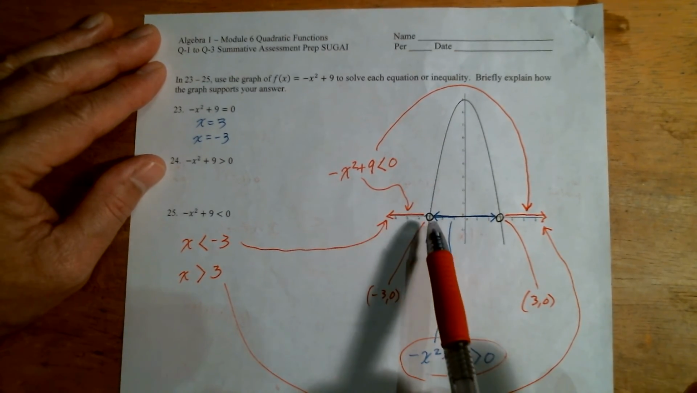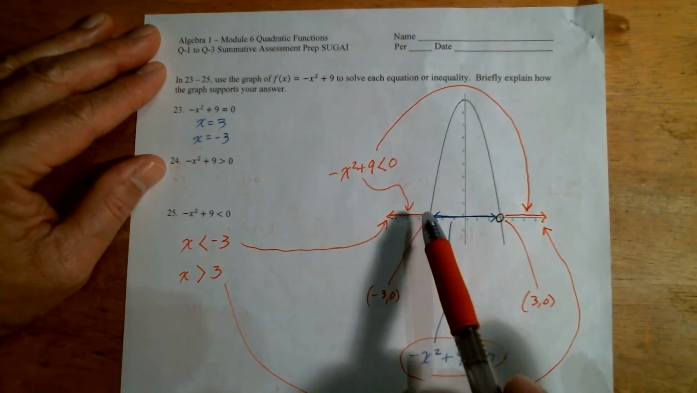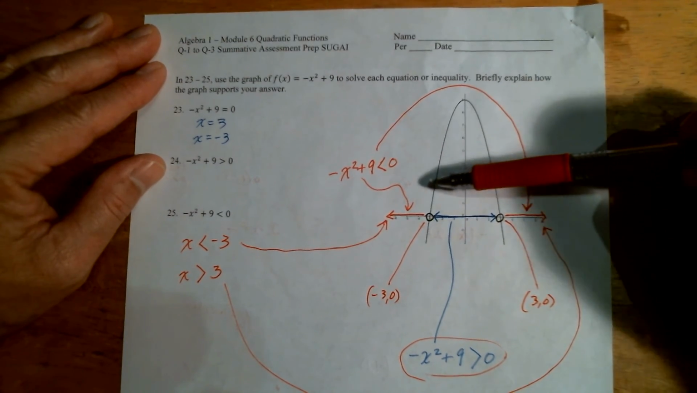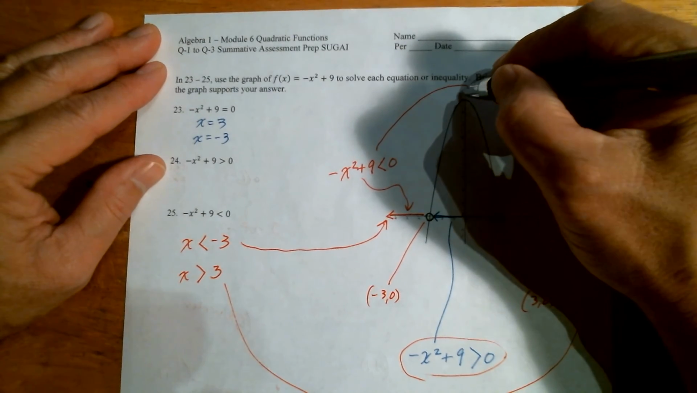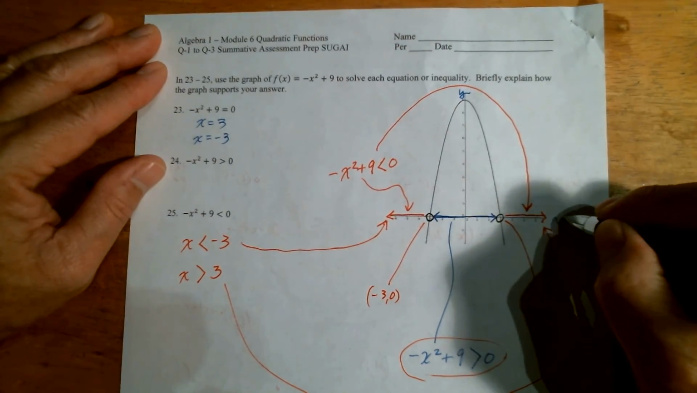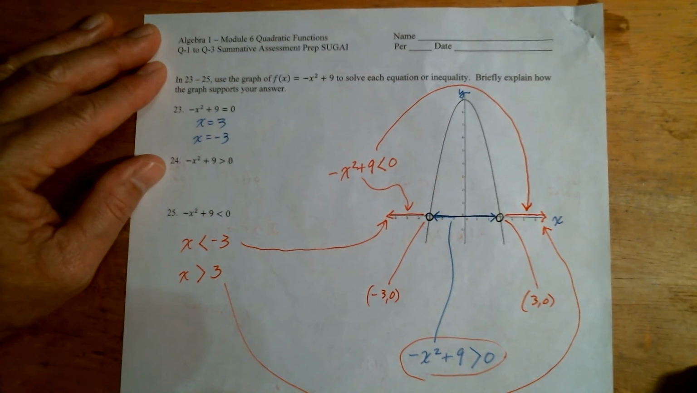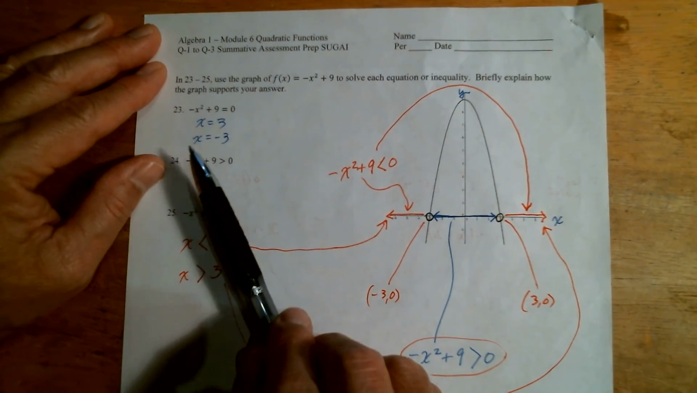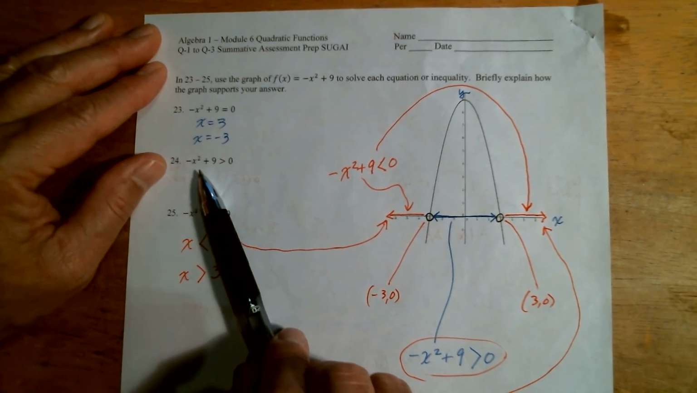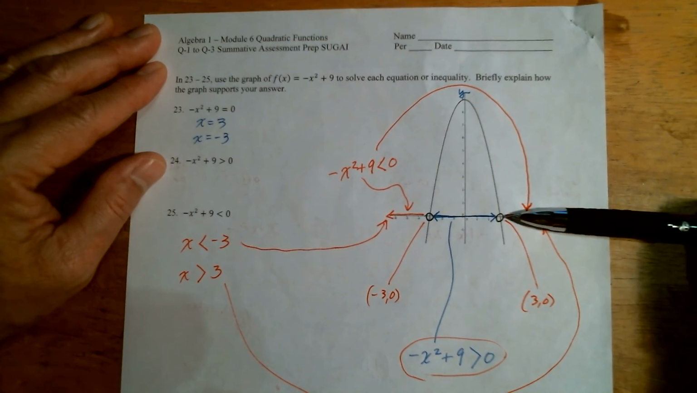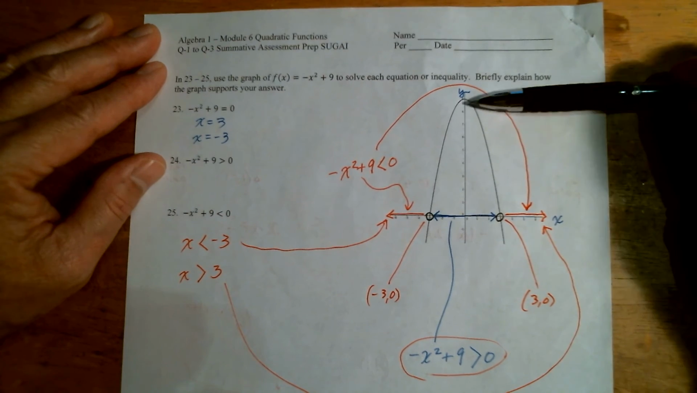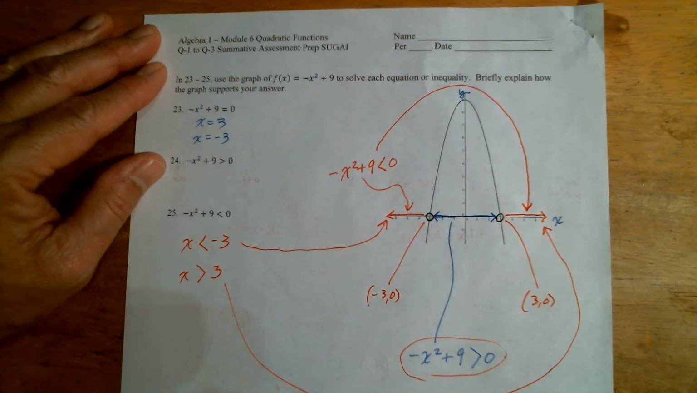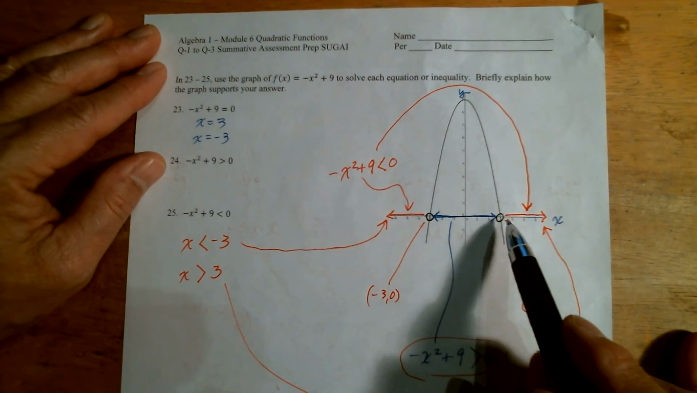So in between these 2 points, do you see that the graph is above the x-axis? Do you see that? If it's above the x-axis, that means negative x squared plus 9 is greater than 0 because it's positive. It's positive only within the x values between negative 3 and 3.